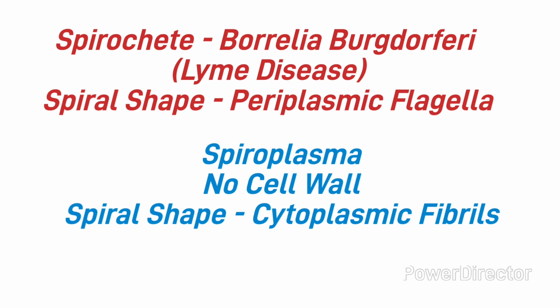So in case of spirochete Borrelia burgdorferi, the spiral shape is given by periplasmic flagella, whereas in case of Spiroplasma, this spiral shape is given by cytoplasmic fibrils. So these two mechanisms are different and also different from other mechanisms. So here I have given you some examples of most important things, bacteria shape, which will give you some idea how these things work and the mechanisms.